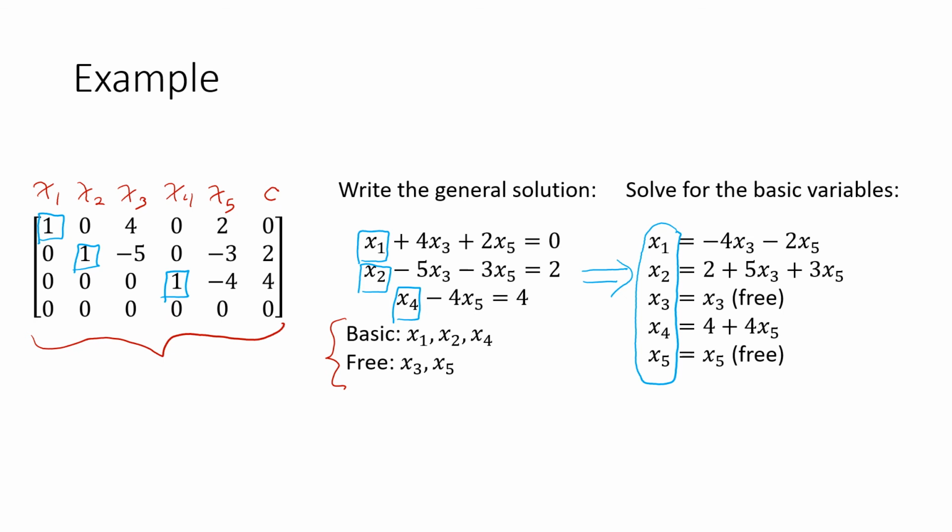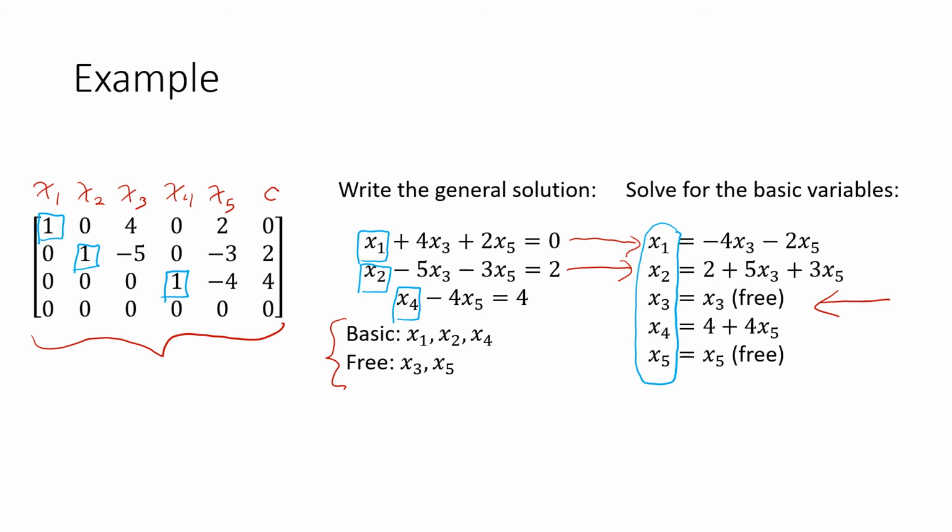What do they equal? Well, x1, we can rewrite the first equation to get x1 equals negative 4x3 minus 2x5. So a basic variable equals an equation of free variables. x2 as well, we rewrite the equation, we get a value for x2. What about x3? Well, x3 is free, so we just write it as x3 equals x3.